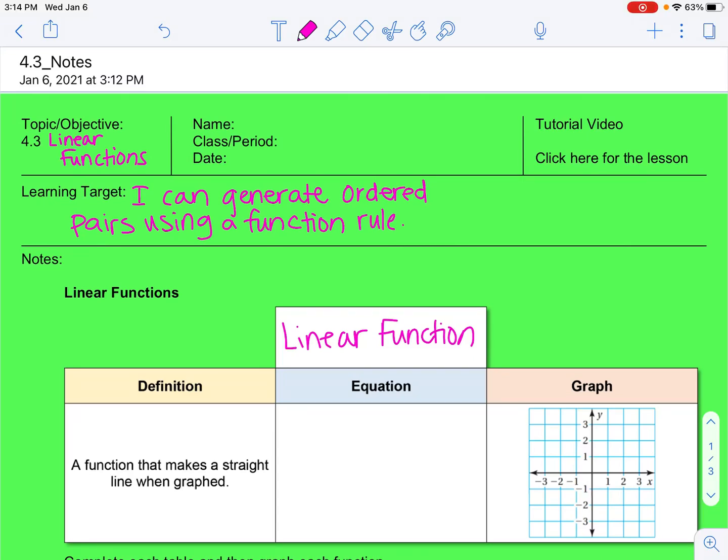Today we're going to continue Unit 4, and this is Lesson 3, all about linear functions. Our learning target for today is I can generate ordered pairs using a function rule.